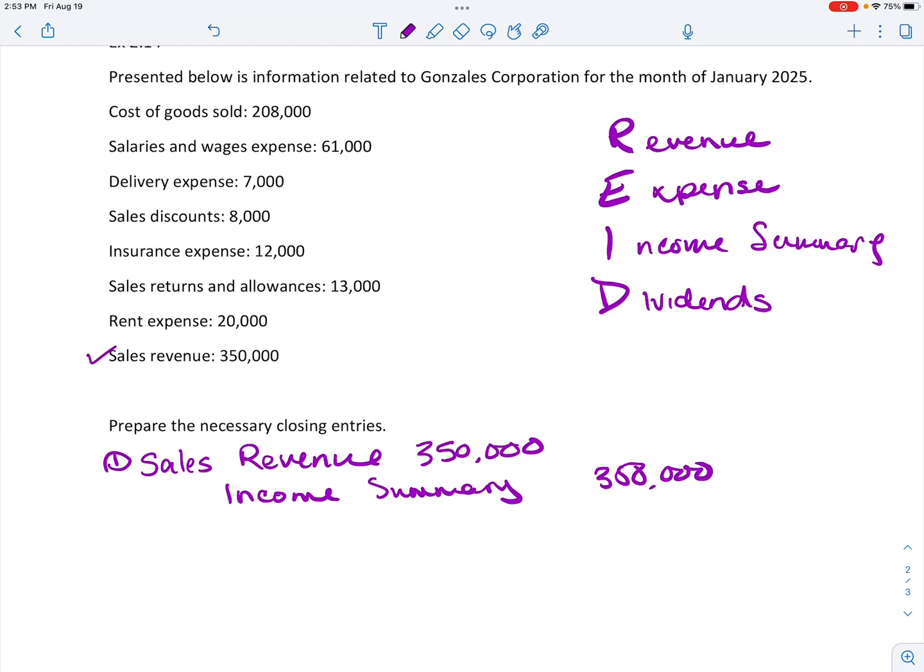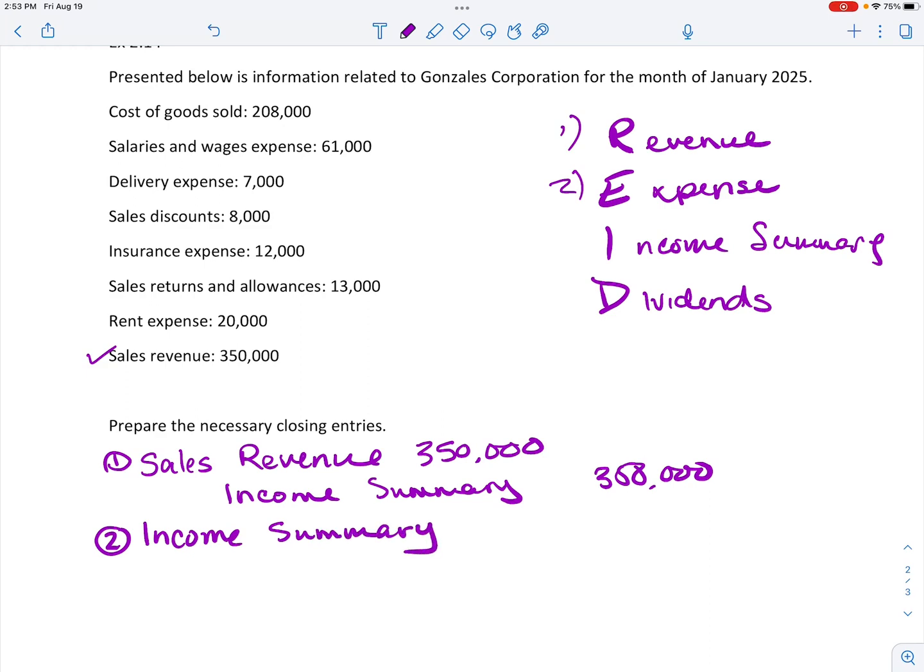Next, step 2, that was step 1. Step 2 is to close our expenses. All of these expenses have normal debit balances, so we want to go find all of our expenses and close them with a credit. This is going to close to income summary, so we debit that income summary.